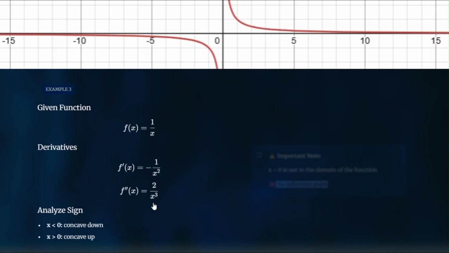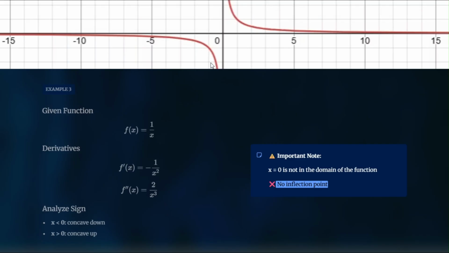So that will give us two intervals, from negative infinity to 0 and from 0 to positive infinity. For negative values of x, this will be negative, and therefore the function will be concave down on that interval. For positive values of x, the second derivative will be positive, and therefore the graph will be concave up on that interval. It's important to note that the point x equals 0 is not in the domain of the function. So even though concavity changes, we have a concave down function from negative infinity to 0 and a concave up function from 0 to positive infinity, there is no inflection point.